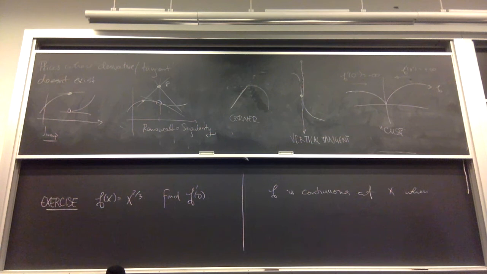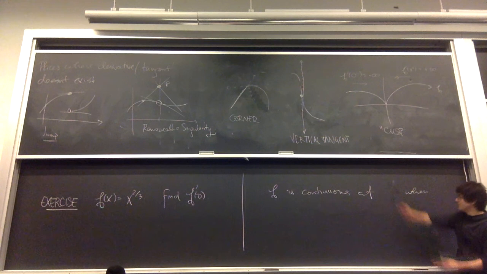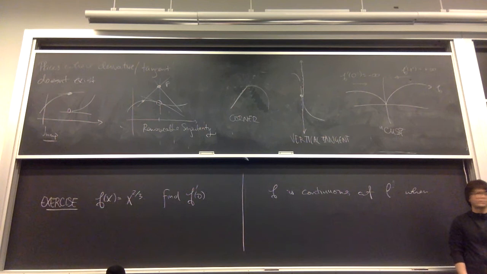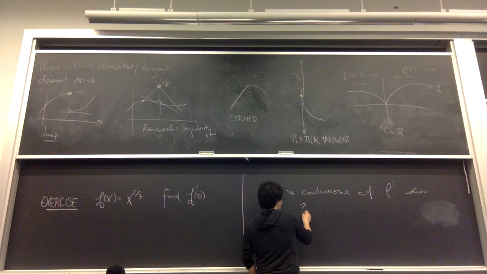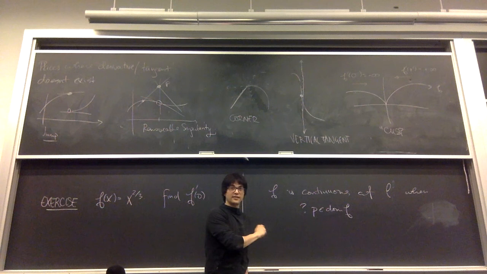Polynomials, for example, are continuous everywhere. Yeah. But I'm asking you a more specific question. I'm not even asking you to tell me what it means to be continuous everywhere. What does it mean to be continuous at P? A single point. When it's in the domain. Okay. So you're saying this. F is continuous at P when, and your guess was P in the domain of F. Correct? That's your guess?